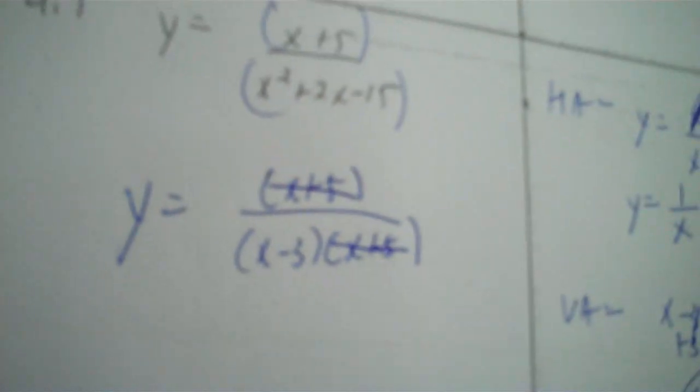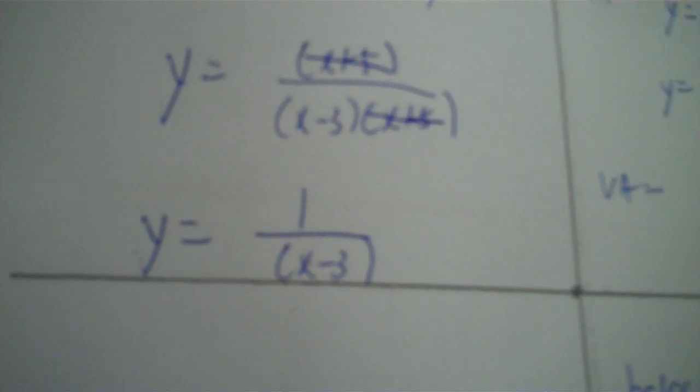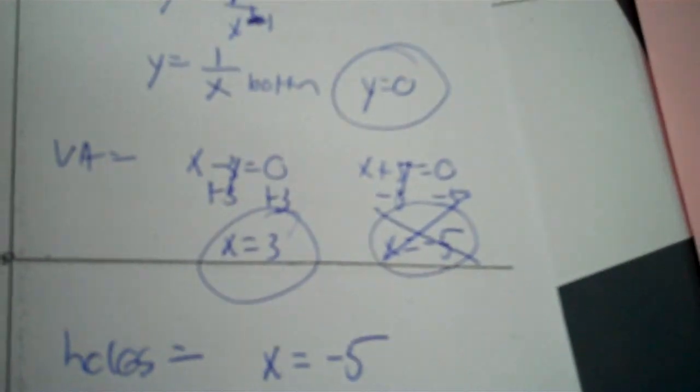Well, I can cross out the x plus 5, okay? So now I have y equals 1, and then just x minus 3. You need to put a 1 on top. So x minus 3 is still there, so I keep that one, but the x minus 5 vanishes, and it now becomes a hole, okay? All right.